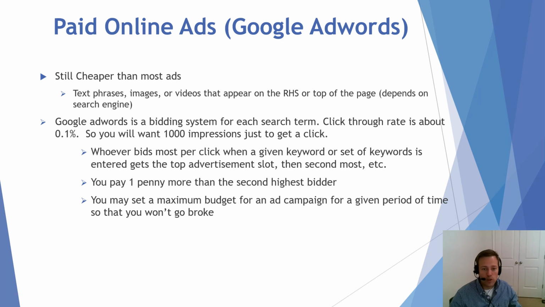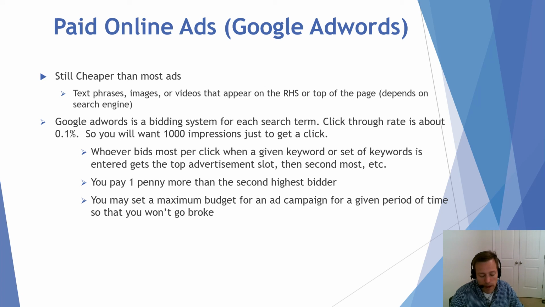So whoever bids the most per click with a given keyword or set of keywords is the one that is the top paid advertisement. And you don't necessarily have to pay what you bid. You have to pay 1 penny more than the second highest bidder. That's the way Google AdWords works.